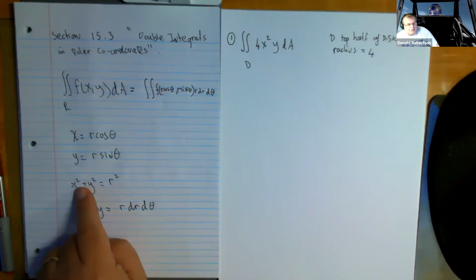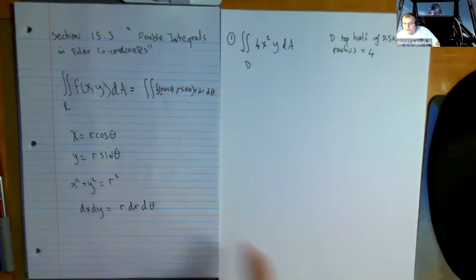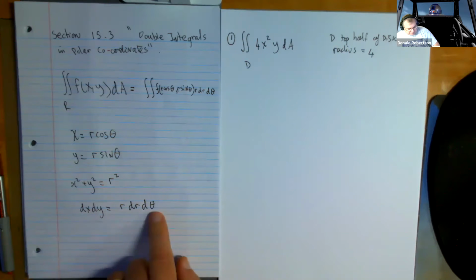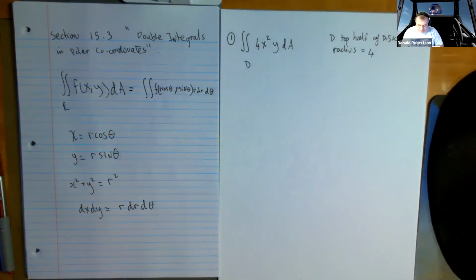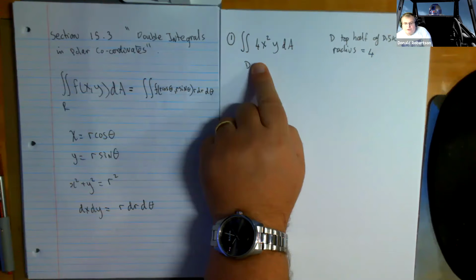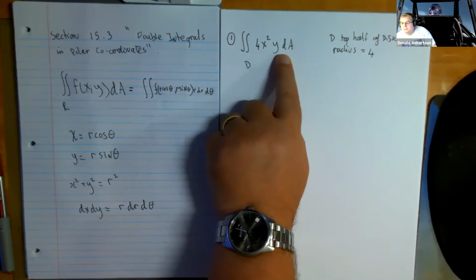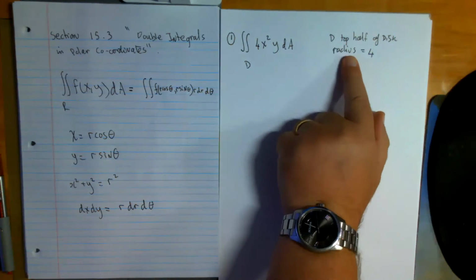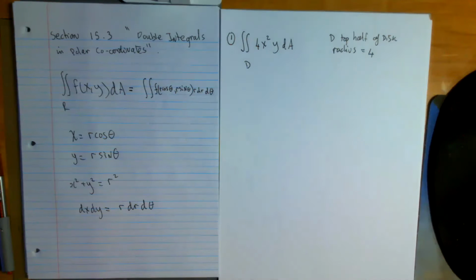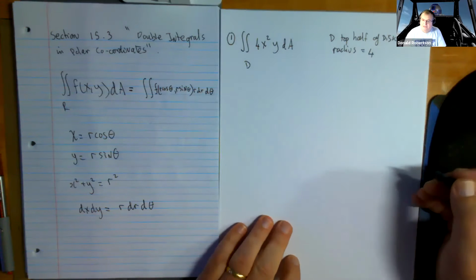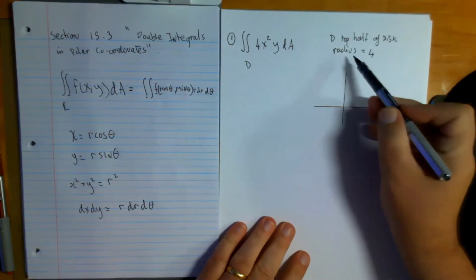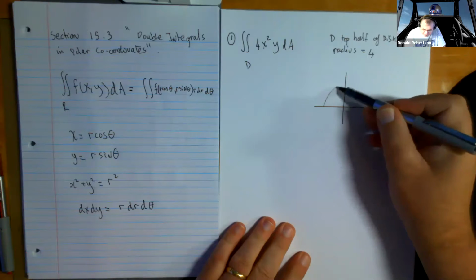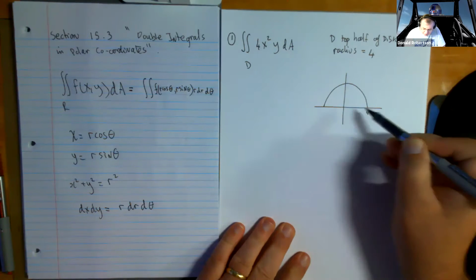And a couple of useful ones. X squared plus y squared equals r squared is really helpful. So if you ever see that, just replace it. So here's question 1: the double integral of 4x squared y dA over a disk D. I don't know why they call it a disk. I would call it half a circle, but who cares? D is the top half, and the radius is 4.